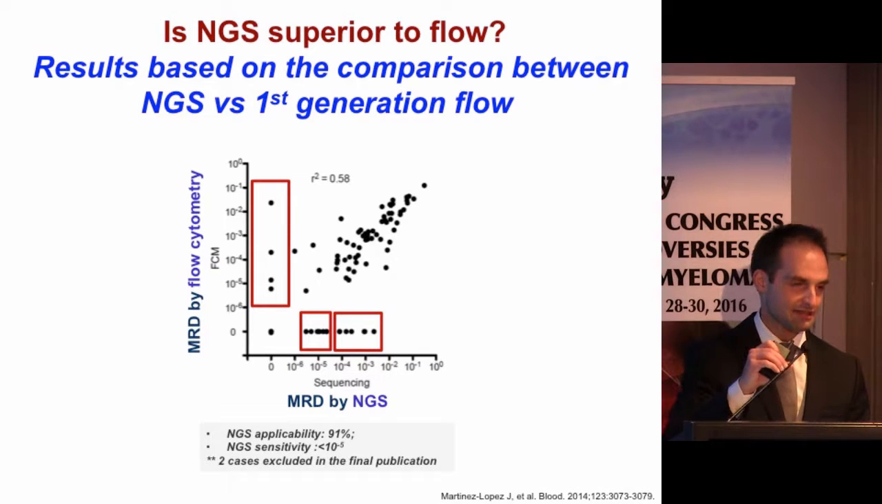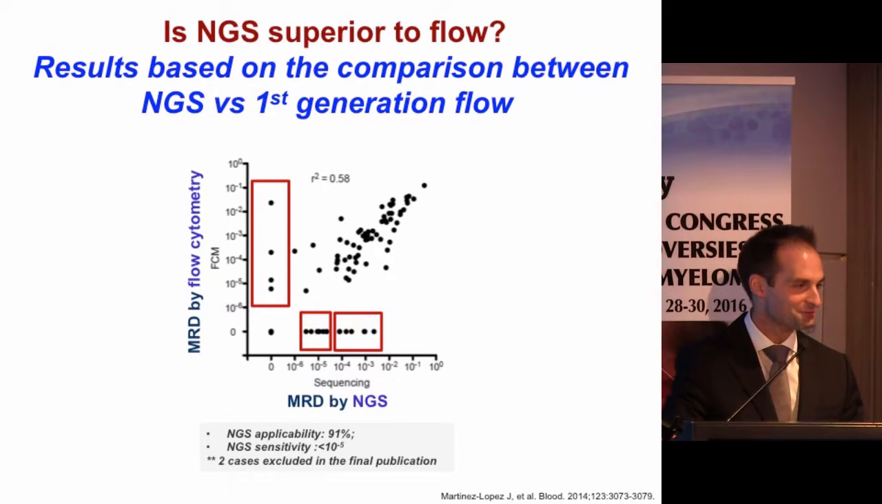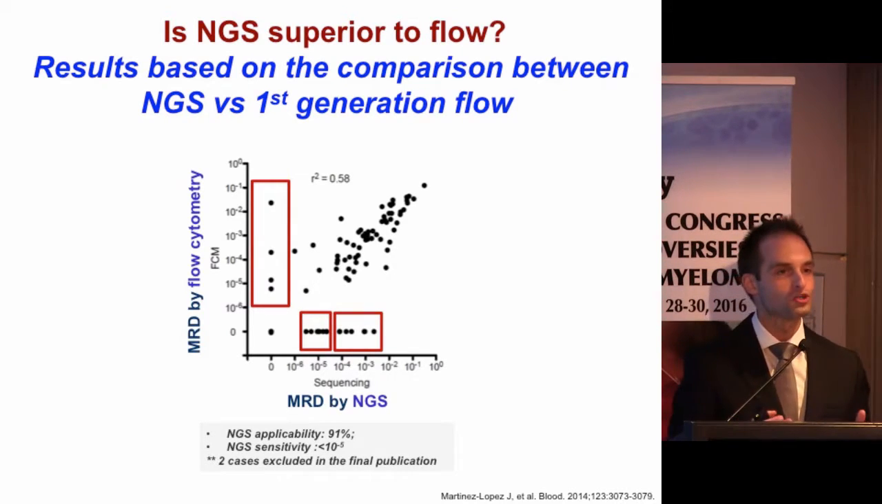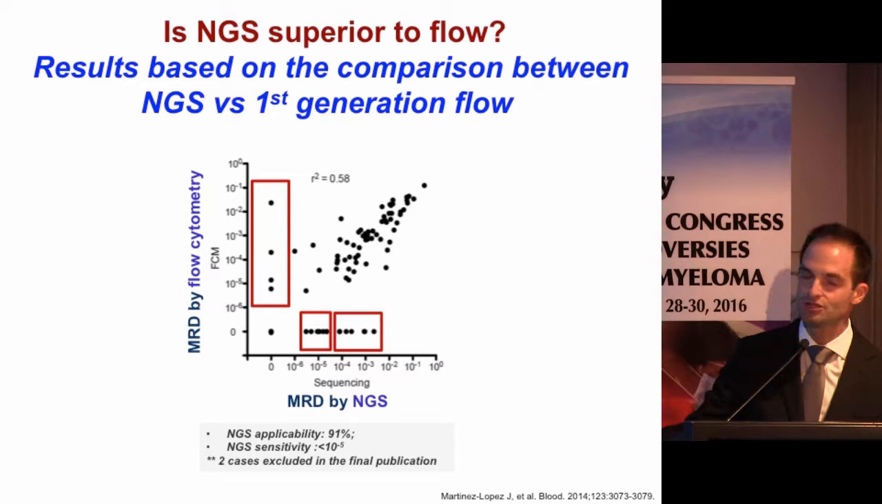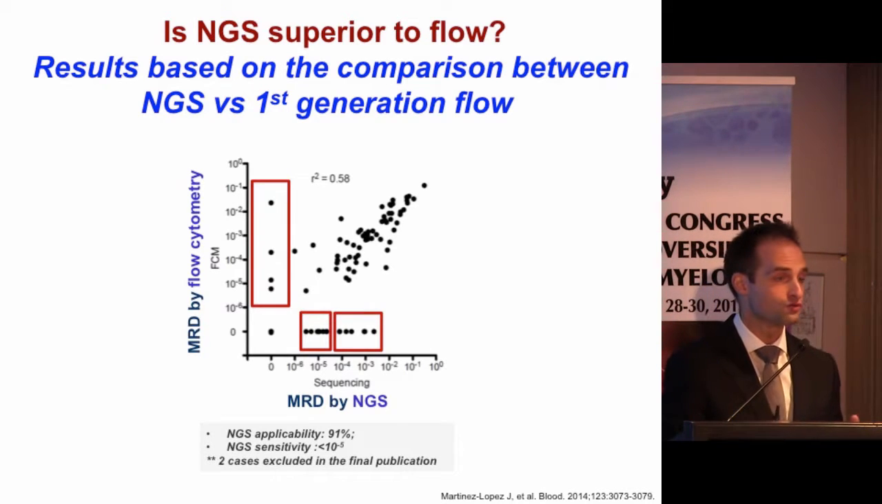I would say that first-generation flow is now very much in the past, and in fact, during the last 2 years, different groups have been reporting their experience using 1 log more sensitive second-generation flow. And with 1 log more sensitivity, it's actually possible to identify patients that have MRD at 10 to the minus 5, and as you can see, their outcome is in fact identical as compared to patients with MRD at 10 to the minus 4 or higher.